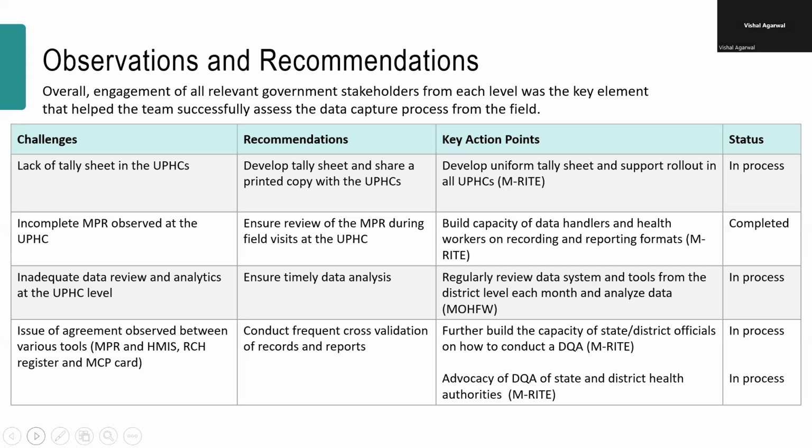Incompleteness of the monthly progress report, what we have observed. We have suggested that the monthly progress report be reviewed during the monthly review meetings or field visits, so that the completeness issue can be addressed. For this issue, we have done capacity building of data handlers and health workers on recording and reporting formats. The third one is inadequate data review and analytics at UPHC level. So we have recommended that timely data analysis and review should be there to ensure feedback, completeness and error-free data for the immunization system. And the last one is the issue of agreement observed between the various tools. So we have suggested that frequent cross-validation of different records and reports should be done, so that this particular issue can be addressed.